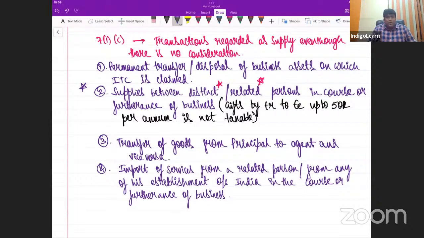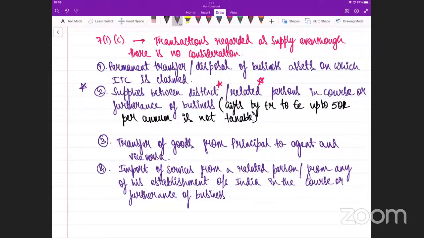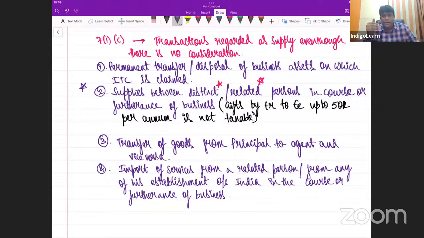That's it. This is the story of section 7.1, which talks about 7.1a, 7.1b, and 7.1c. 7.1a talks about supply including all forms of supply of goods or services or both, such as sale, transfer, barter, exchange, license, rental, lease, or disposal, made or agreed to be made for a consideration by a person in the course or furtherance of business. 7.1b, import of services for a consideration, whether or not in the course or furtherance of business. 7.1c, transactions regarded as supply even though there is no consideration. That's the story of section 7.1.